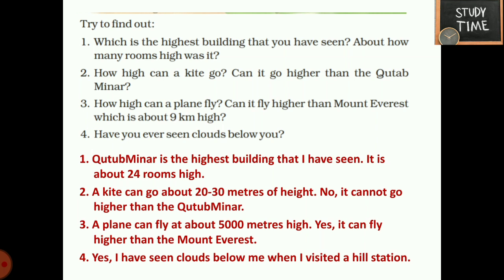How high can a plane fly? Can it fly higher than Mount Everest, which is about 9 km high? A plane can fly about 5,000 meters high. Yes, it can fly higher than Mount Everest. Have you ever seen clouds below you? Yes, when you reach a hill station or when you go in a plane, you can see the clouds below you.